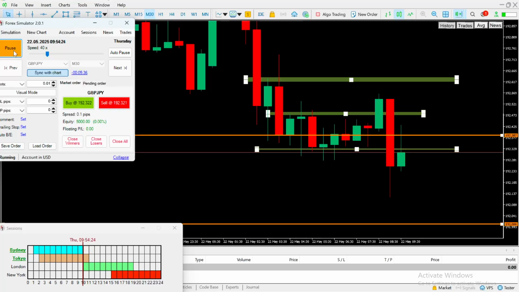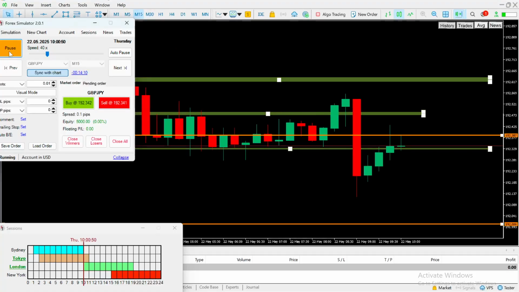5, 4, 3 minutes, 2 minutes, boom. Okay. Yeah. It's very tricky. Let's wait for a red candle here to take a sell. Whoop, hold on. Hold on.